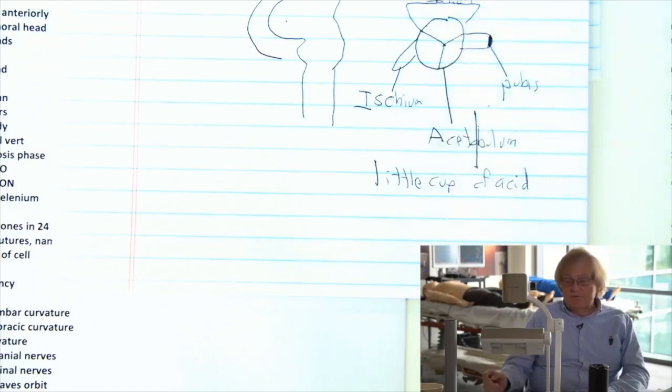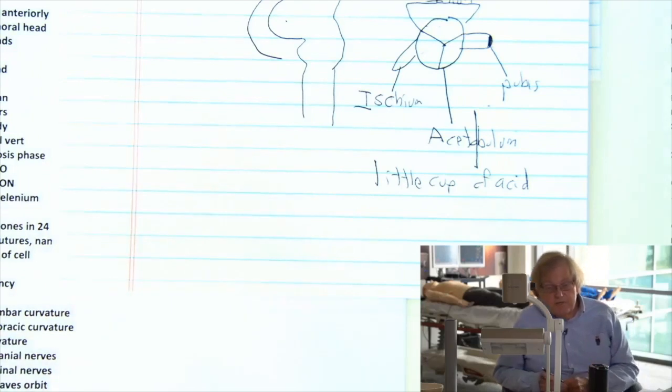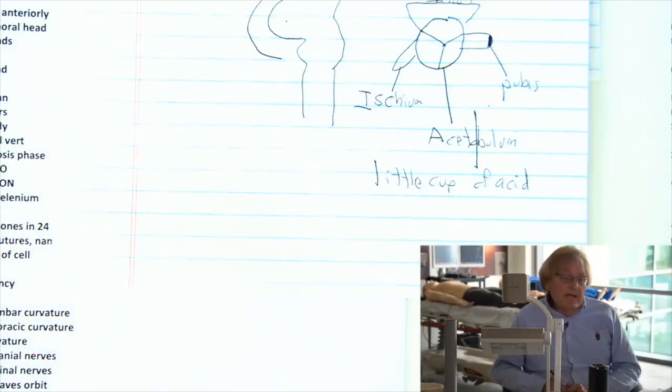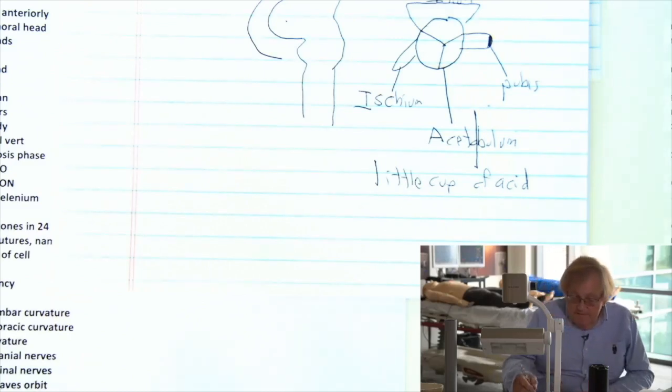So if someone asked you in a test, or someone told you as a patient, that they broke their femur and their acetabulum, how many bones did they break? The answer is they broke potentially 4 bones. They broke the femur, and then they broke the acetabulum, comprised of 1 ilium, 1 ischium, and 1 pubis.